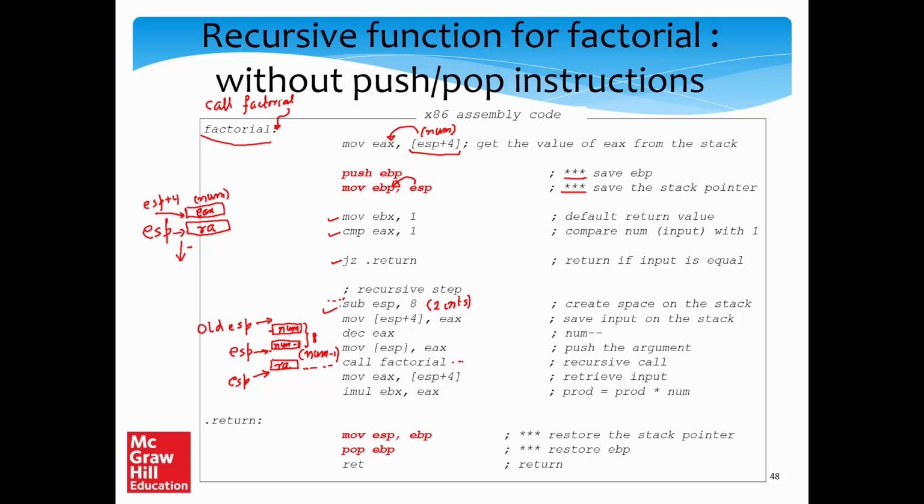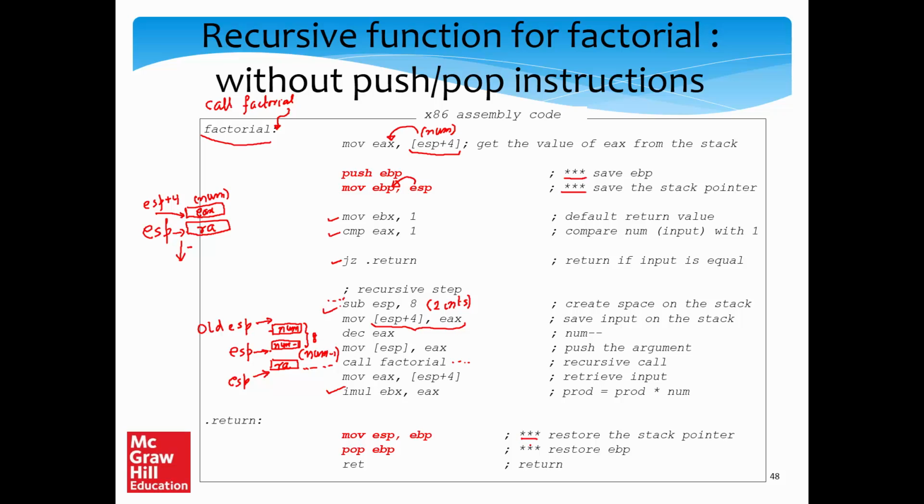So after calling factorial, what do we need to do? We need to restore the value of EAX. So just take this instruction and flip the arguments. So ESP plus 4 is retrieving the input. Finally, we do the multiplication. Prod equals prod times num.